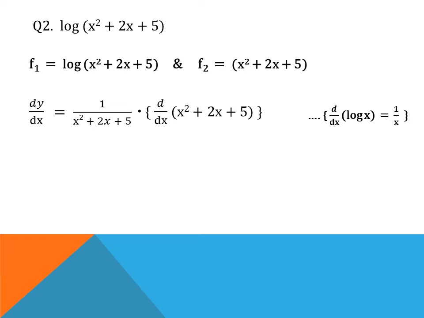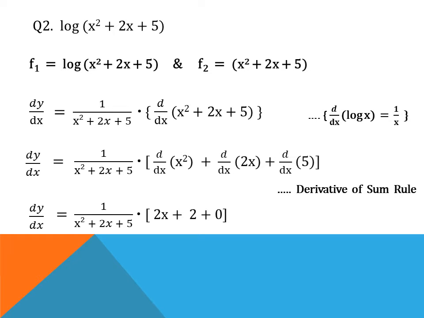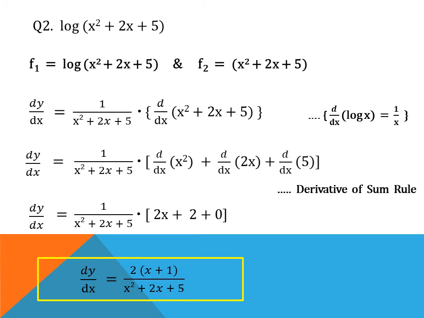Now again, since the terms are being added, using the sum rule we get it as 1 upon x square plus 2x plus 5 into derivative of x square plus derivative of 2x plus derivative of 5. Now if we substitute the formulas of the standard functions, we will be left with 2x plus 2 in the bracket. Now if we take 2 common from the numerator, that will give us the answer as 2 into x plus 1 upon x square plus 2x plus 5.